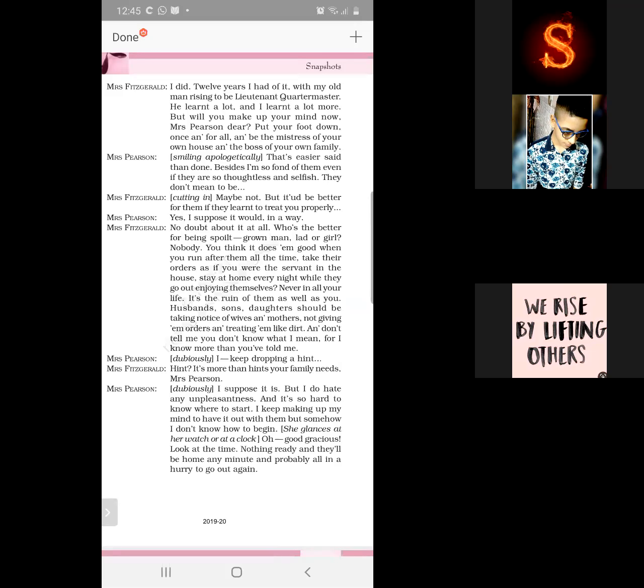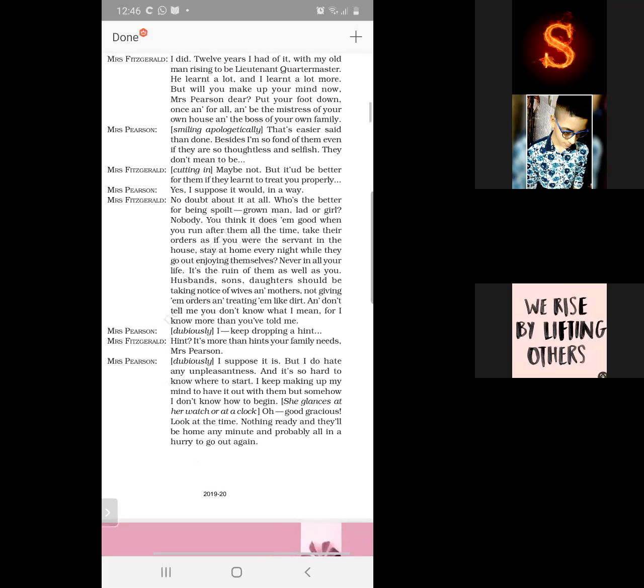Besides, I am so fond of them, even if they are so thoughtless and selfish. They don't mean to be. Maybe not, but it ought to be better for them if they learn to treat you properly. Yes, I suppose it would, in a way. No doubt about it at all.